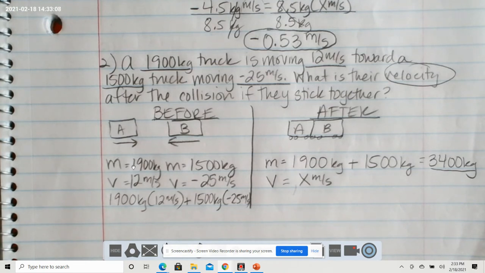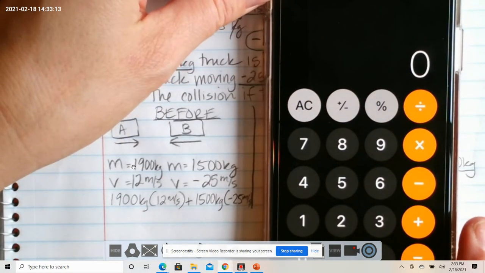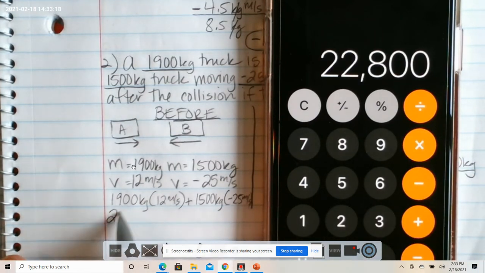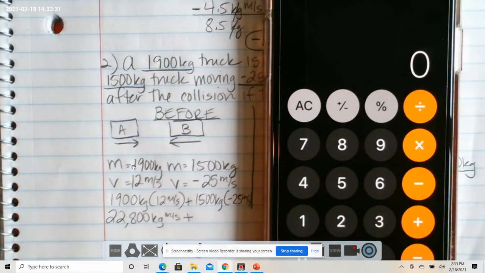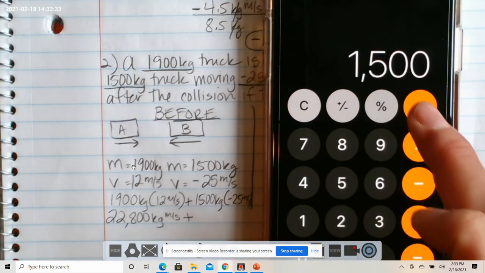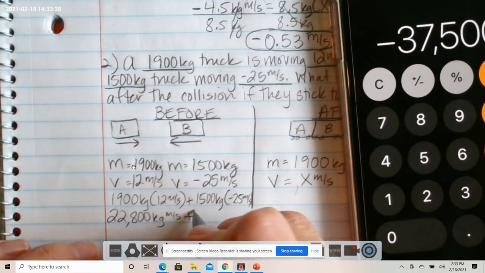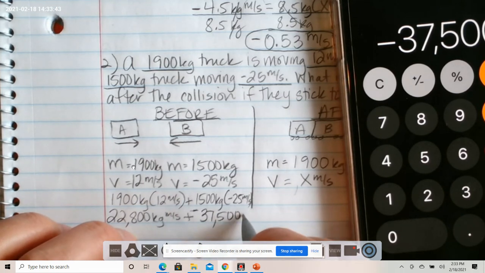And then we add. So 1,900 times 12, put that calculator there, is going to be 22,800 kilograms times a meters per second is a kilograms meters per second. That's the momentum. Drop down the plus sign because we're not done. We need to have the 1,500 times 25 negative equals negative, don't forget the negative, it's important, as you remember, 37,500 kilograms meters per second.